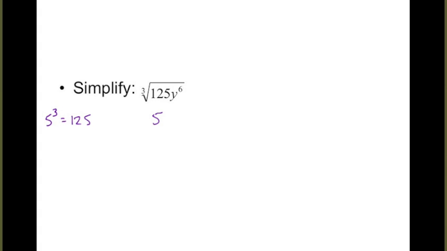Now for the variable part of it. We have the cubed root of y to the 6th. To evaluate this, I'm going to think about what we did yesterday, where we learned about powers and roots. So I could rewrite this, since it has a power and a root, as a fraction exponent. What would that exponent be?